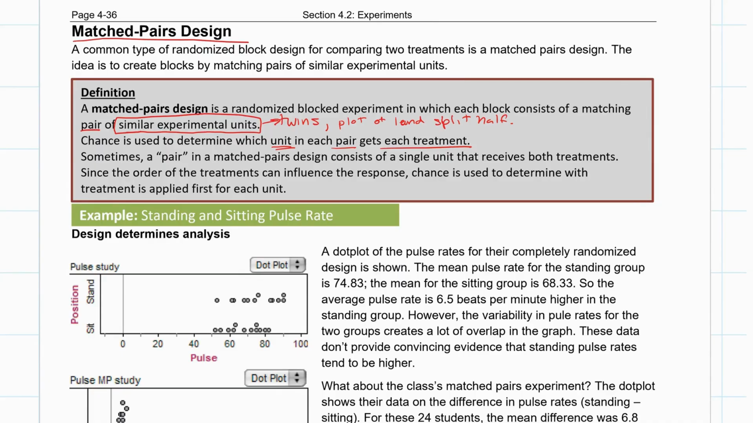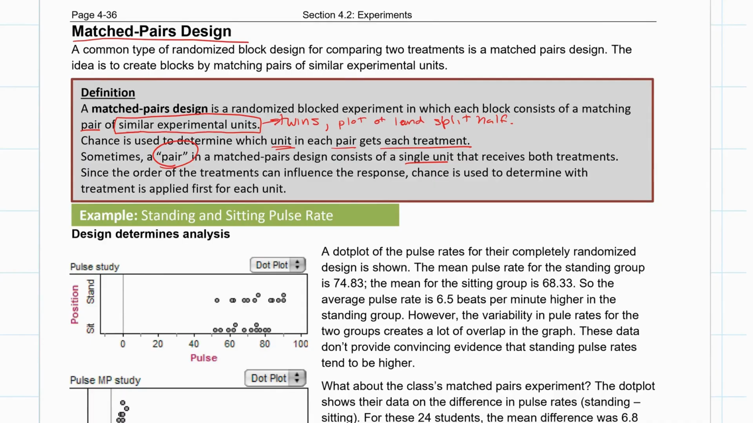So you have a pair of twins, one of them's going to get an acne treatment and one of them's going to get a placebo. You've got a plot of land that you divide in half. One half is going to get herbicide A, and the other is going to get herbicide B. And what you end up getting is two things nearly identical, and the only thing that's different between them is the treatment.